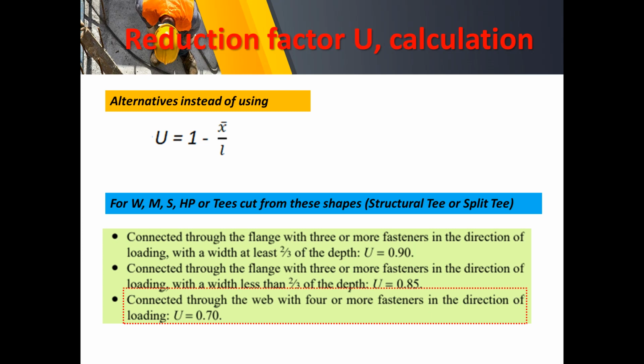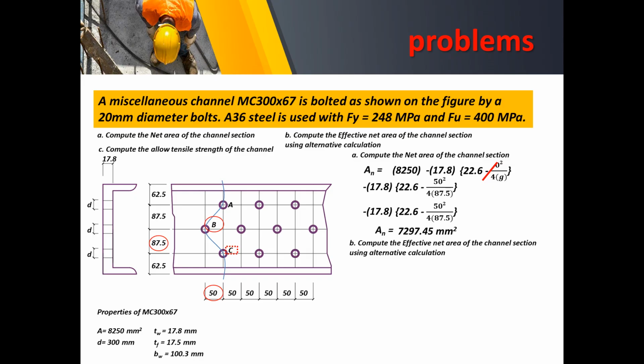Connection through the web with 4 or more fasteners in the direction of loading, we use a reduction factor of 0.7. So again, your connection shall be located on the web, so it satisfies these provisions. Unlike the first two provisions, where the connection shall be found in the flanges, obviously our connection here is on the web. Therefore, our U factor will just be equal to 0.7.